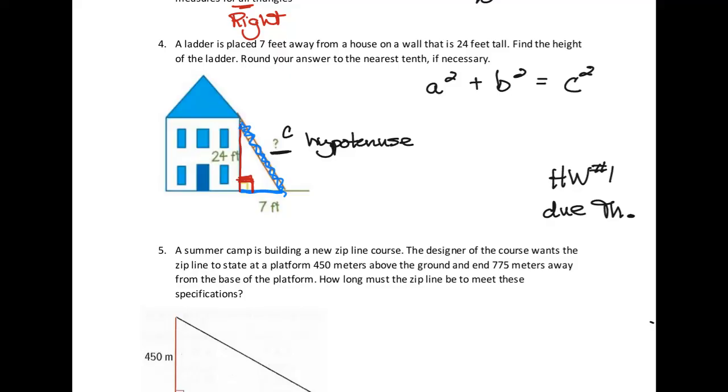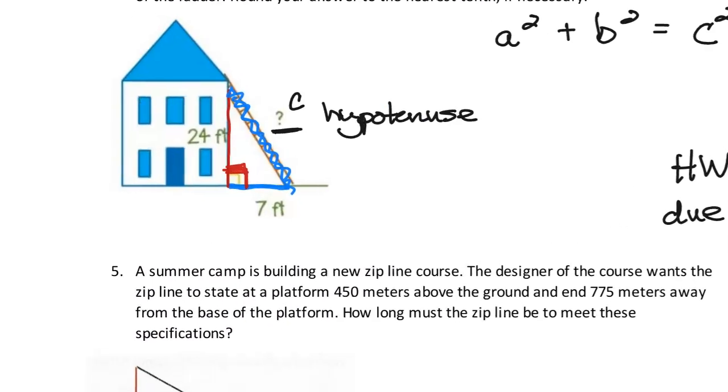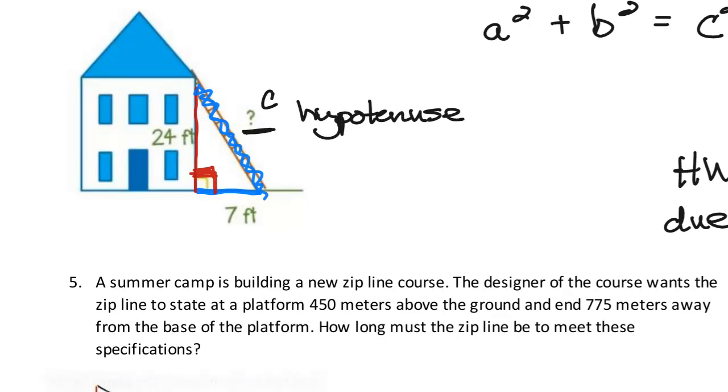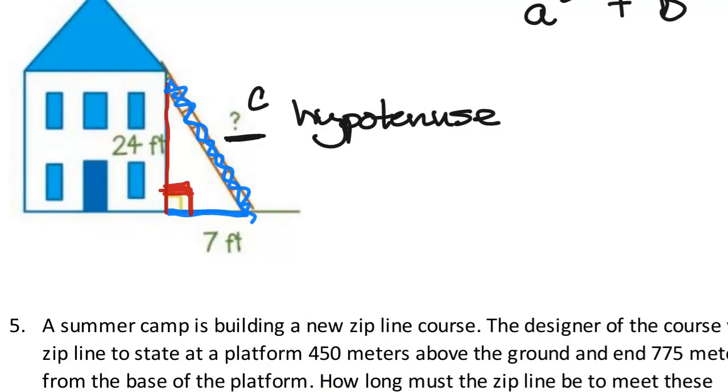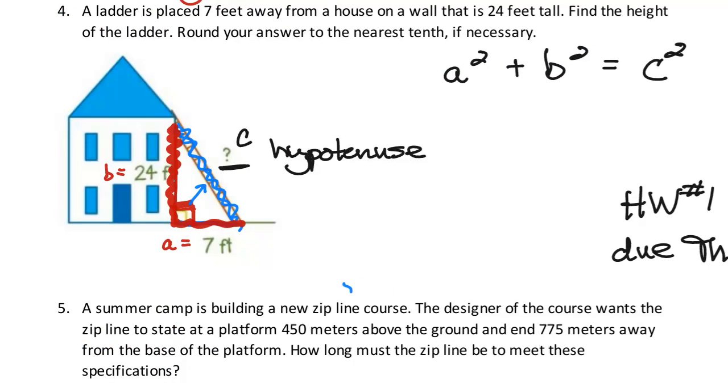So as I am looking at this right triangle right here, I need to decide where my legs are. So I'm looking for that L shape. Well, the L shape is right here at 24 and 7. Okay? So I'm going to say A is equal to 7 and B is equal to 24, because we know that the hypotenuse, the longest side, is always across from your 90-degree angle.